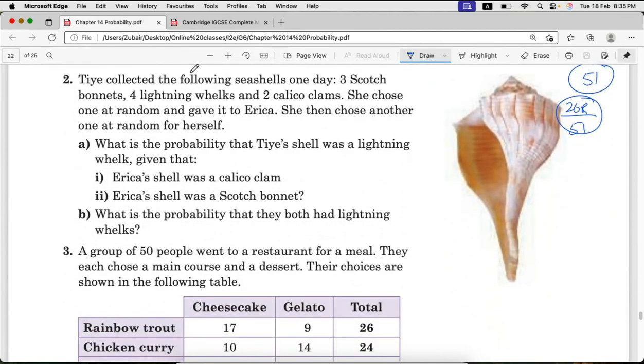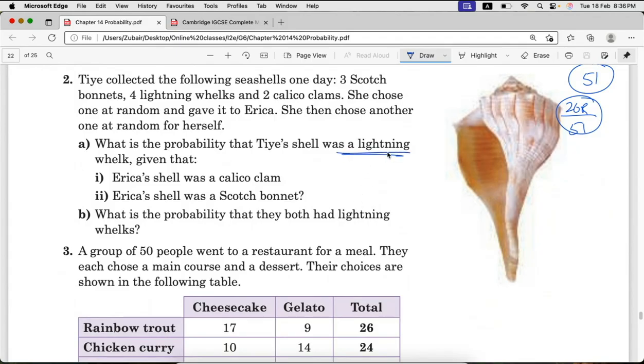Ty collected the following seashells one day: 3 Scotch bonnet, 4 lightning wicks and 2 calico clams. She chose one at random and gave it to Erica. She then chose another one at random for herself. What is the probability that Ty's shell was a lightning wick given that?